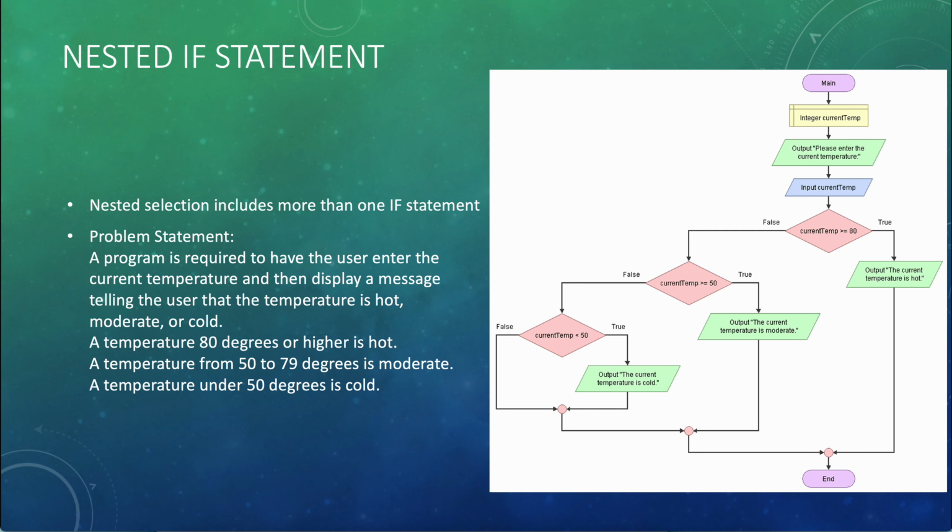If statements can also be nested within each other. This is useful when there are a series of conditions that you need to check. So in this problem statement, a program is required to have the user enter the current temperature and then display a message telling the user that the temperature is hot, moderate, or cold, depending on what the temperature is. So a temperature of 80 degrees or higher is hot, a temperature from 50 to 79 degrees is moderate, and a temperature under 50 degrees is cold.